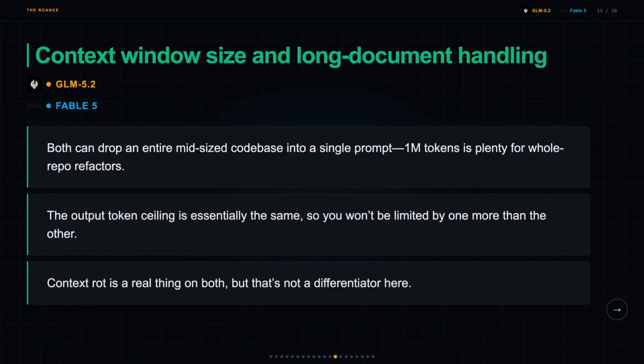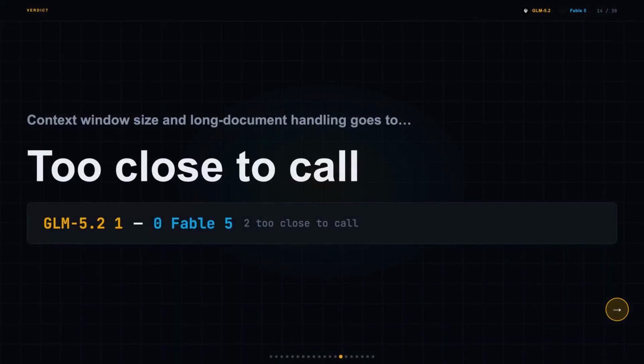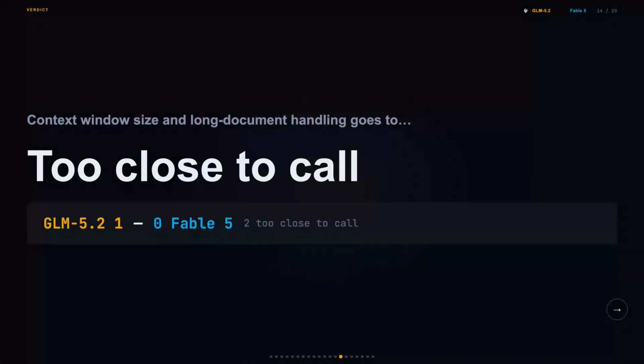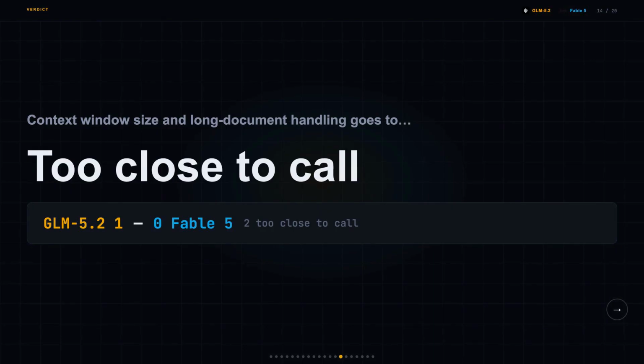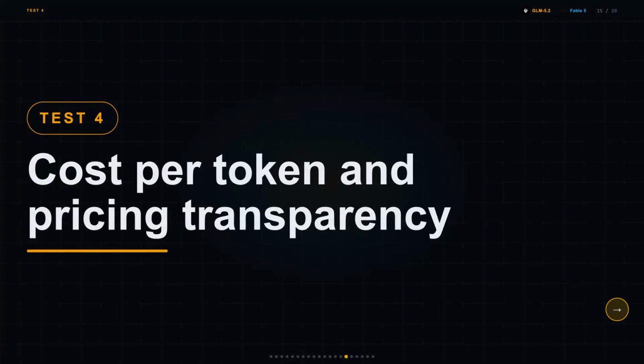The gap here is smaller than it looks, and for most workflows, 1 million tokens is way more than enough either way. I was honestly expecting one of these to have a bigger window, and what I got was a dead tie on paper. Both land at 1 million tokens, no winner, and that's the right call. Score stays at GLM 5.2 1, Fable 5 0, 2 tests tied, and context just isn't a differentiator between these two right now. Test 4, cost per token and pricing transparency.